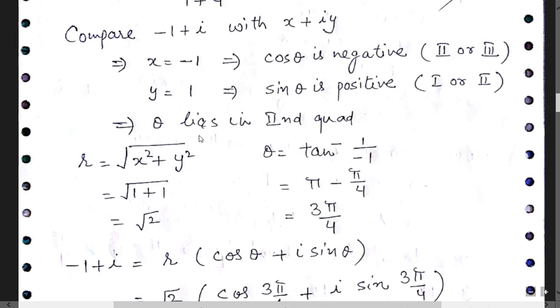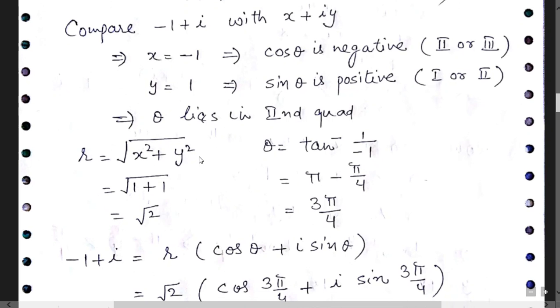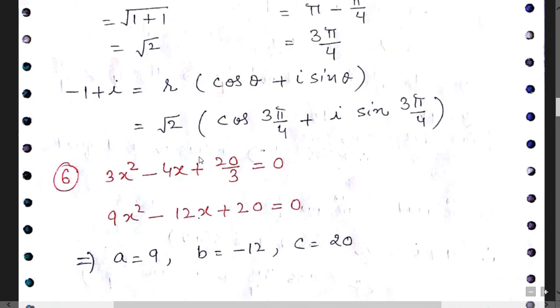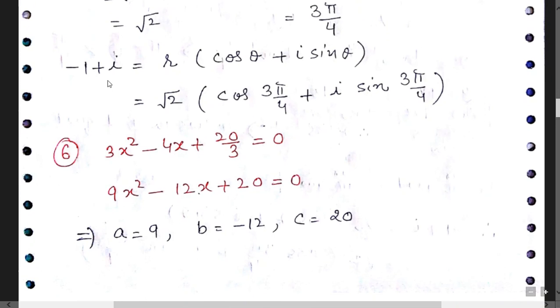And what about the value of r? We can calculate the square root of x squared plus y squared. Then simply write the statement in polar form. Minus 1 plus i can be written as square root 2 (cos 3 pi over 4 plus i sin 3 pi over 4).